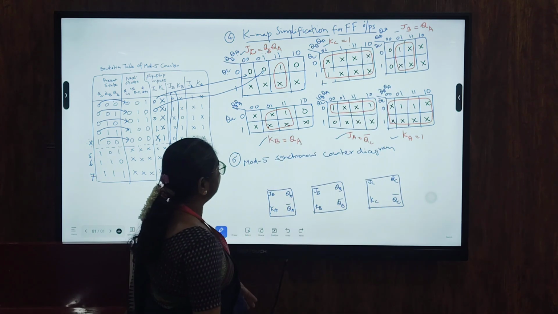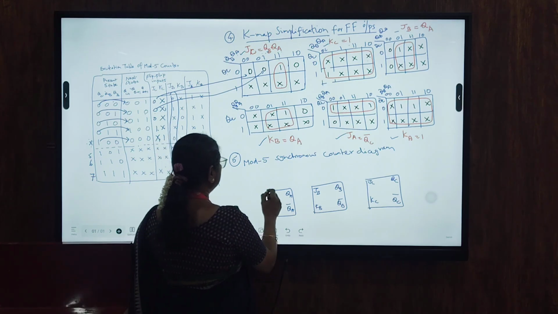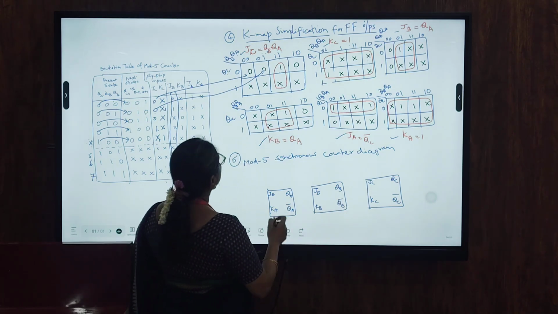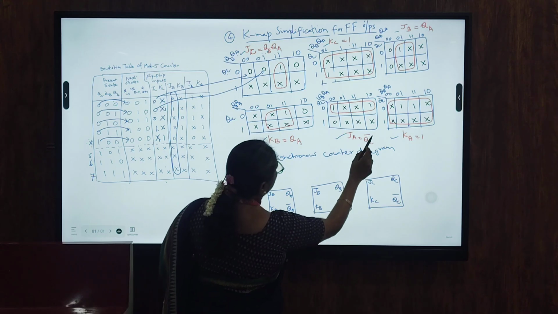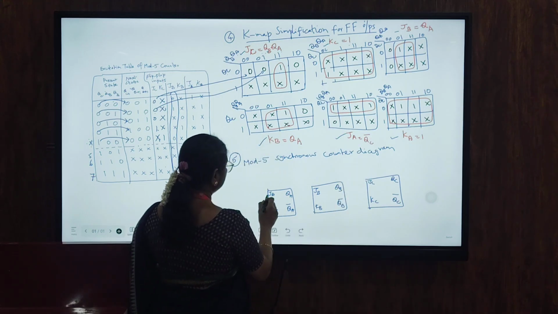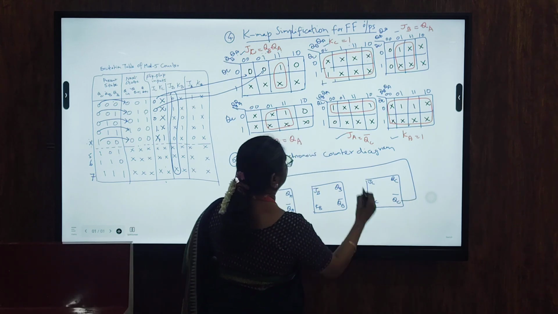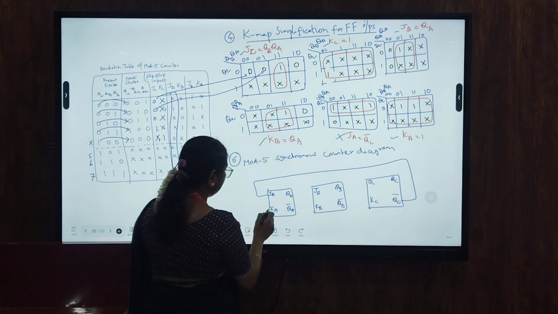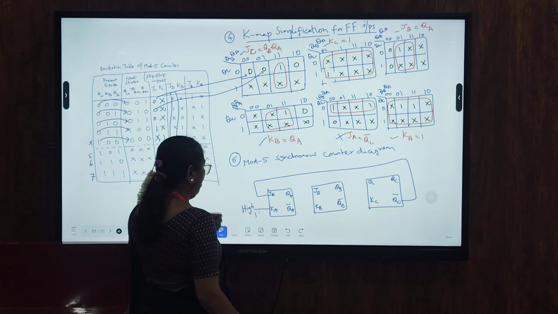Then the next step is to draw the logic diagram. This involves 3 flip-flops, 3 JK flip-flops, which I have drawn here. As per our equation, first we will start with JA. JA equals QC bar, so we connect the JA input of this flip-flop to QC bar. That is the first thing. Then the next one is KA equals 1. KA equal to 1 means it is a high value, so we have to connect VCC.